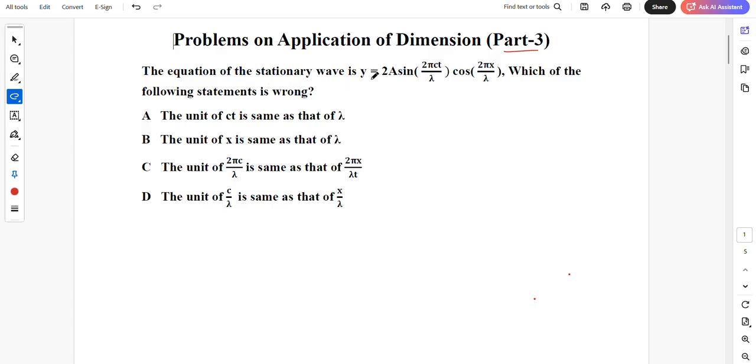The equation of the stationary wave is 2a sine of 2 pi ct by lambda into cos of 2 pi x by lambda. Which of the following statements is wrong? Okay, now we'll see. We know that sine and cosine are dimensionless. Whatever is inside sine of theta, sine is dimensionless and theta is also dimensionless. Wherever you have sine function, cos function, and even exponential functions, these are all dimensionless. Understood?